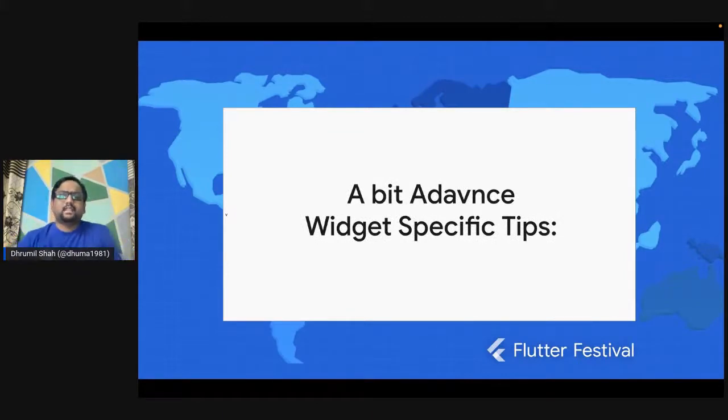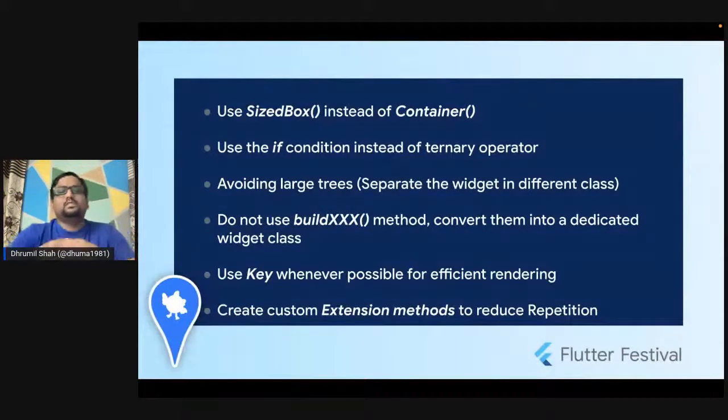Now there are some advanced topics which are very specific towards widgets. But here I don't have a code snippet because that's very long, so I'll just go through it one by one. It's just a list. The first is use the SizedBox instead of Container. Why? Because Container doesn't have a constant constructor. It has a variable constructor. So SizedBox is more efficient in place of the Container.